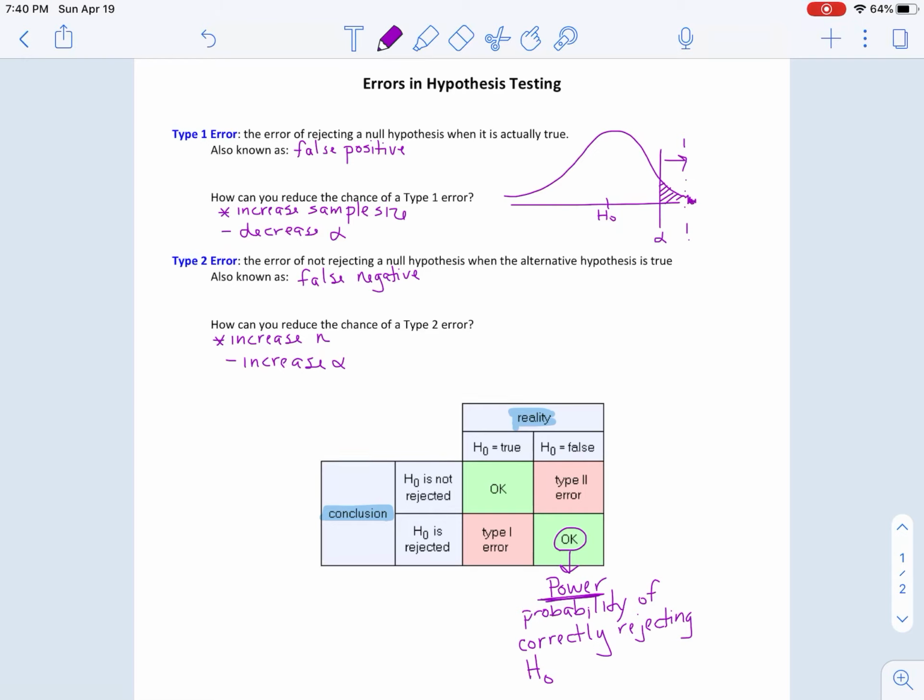Now keep in mind, just because there's an error doesn't mean that you did anything wrong. If you go out and take a random sample and you just happen to get a large proportion or a large mean or a small proportion, if you just happen to get an unlikely sample, you could end up with an error, even if you did everything correct. That's the tough part about statistics.